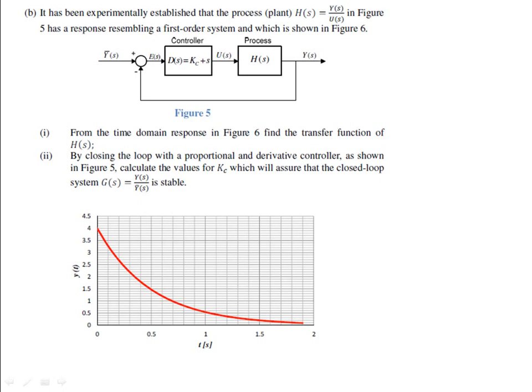For part B of the fourth question, a closed loop unity negative feedback system is given, and we have a proportional derivative controller. The first part of the question is asking to find the transfer function H of s based on the response given in this picture, and it has been said that H of s is a first order system. The second part is asking to find the reasonable value of Kc for which the closed loop system will be stable. So let's first solve the first problem.